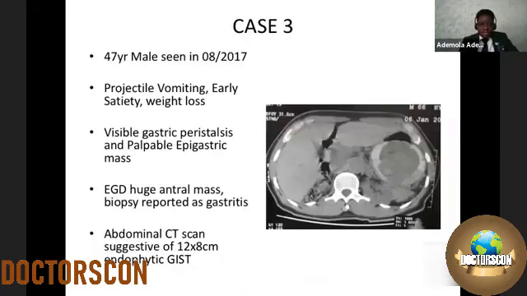The third and final case was a 47-year-old male seen in 2017. He had complained of projectile vomiting, early satiety, and weight loss, and he had a visible epigastric mass and gastric peristalsis. CT scan has shown a huge antral mass. Although he had done a biopsy from another hospital that reported as gastritis, we suspected that was because it was a mucosal biopsy. But the CT scan reported that the mass was 12 by 8 centimeters and suggested an endophytic gastrointestinal stromal tumor.